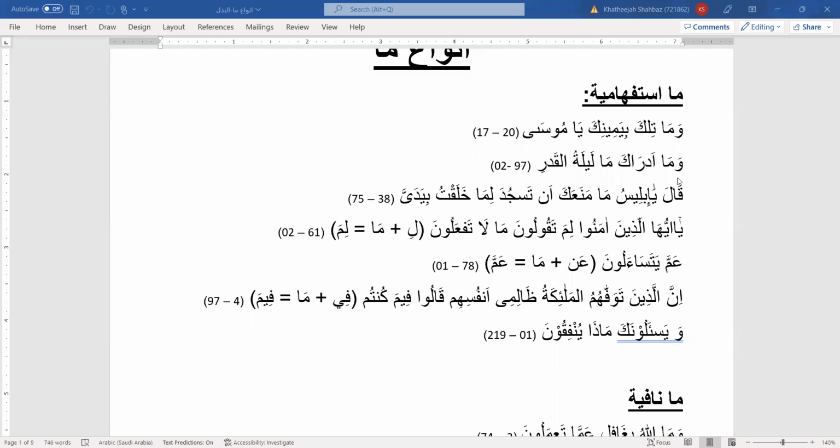The next example is وَمَا أَدْرَاكَ مَا لَيْلَةُ الْقَدْرِ. Everybody knows this. This is a very famous ayah, Surah Al-Qadr. So Anusha, can you help us translate? Okay, sure. وما أدراك ما ليلة القدر. Ma, what, adraka, He made you understand. I can't hear you. Sorry. He made you understand.